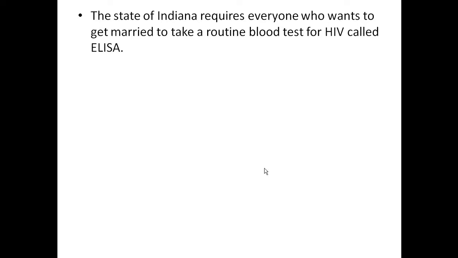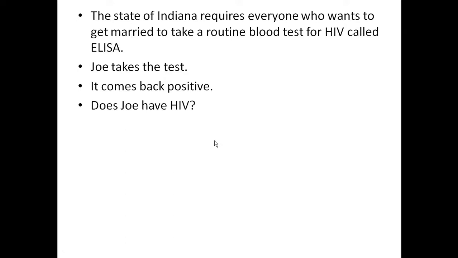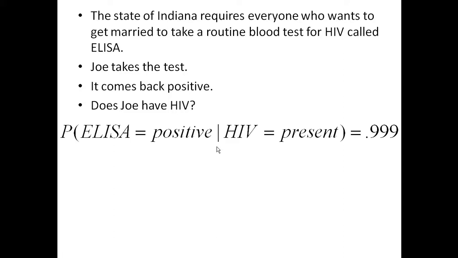The state of Indiana requires everyone who wants to get married to take a routine blood test for HIV called ELISA. Joe takes the test because he wanted to get married. He's just the guy who planned to get married. And it comes back positive. When we talk about tests being positive, that doesn't mean it's a good thing unless it's something you want. It means the test indicates that you have HIV, so the news is negative. But does Joe have HIV?